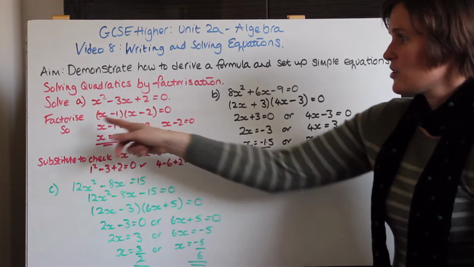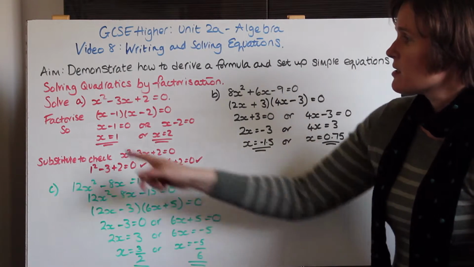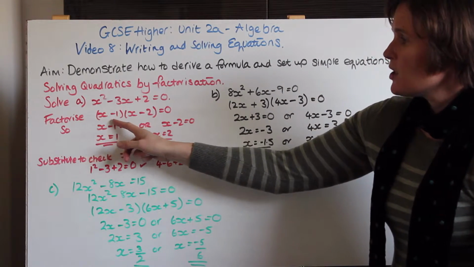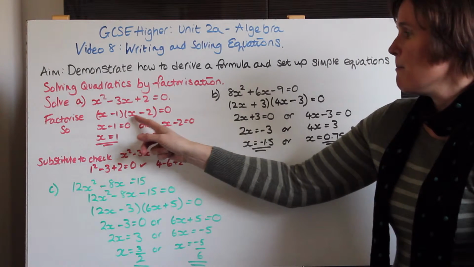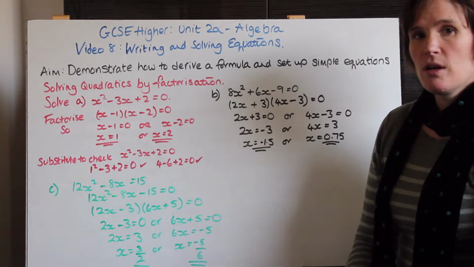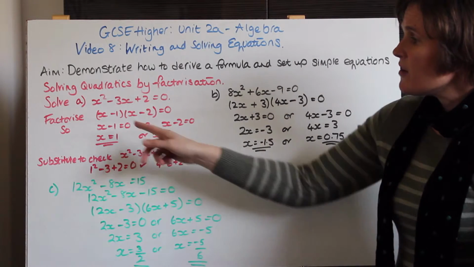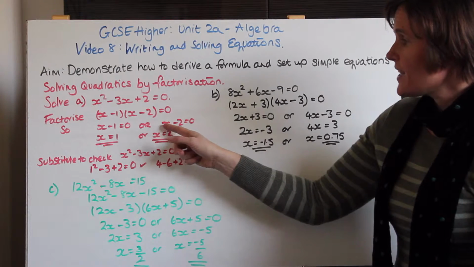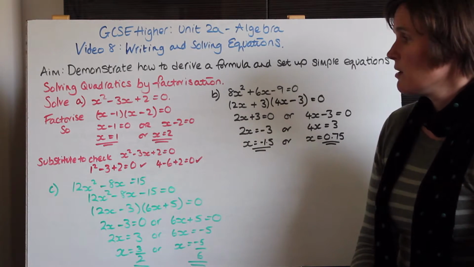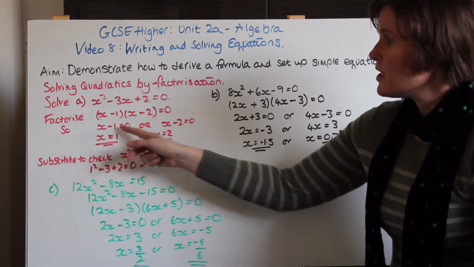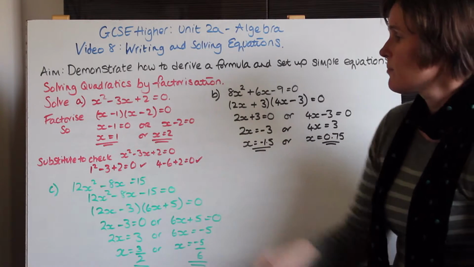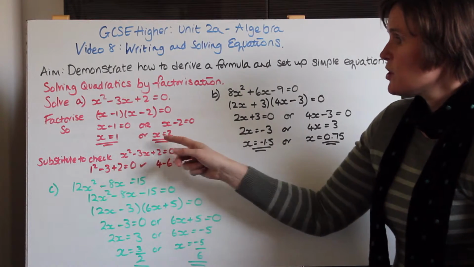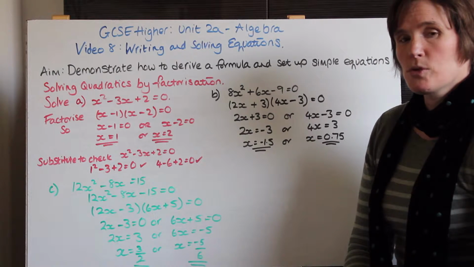So we start by factorizing, putting that into brackets. So we have x minus 1 multiplied by x minus 2 equals 0. Now for that to be true, either x minus 1 has to equal 0 or x minus 2 has to equal 0. Well, if x minus 1 equals 0, we know that x equals 1. And if x minus 2 equals 0, we know that x equals 2.